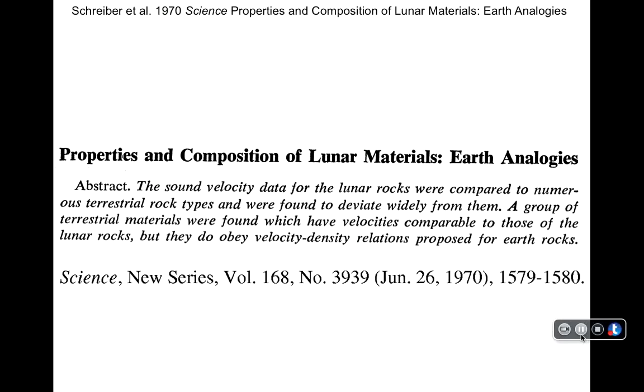The sound velocity data for the lunar rocks were compared to numerous terrestrial rock types and were found to deviate widely from them. A group of terrestrial materials were found which have velocities comparable to those of the lunar rocks, but they do obey velocity-density relations proposed for Earth rocks. Okay, so we have a problem. The seismic data for lunar rocks, or the sound velocity data for lunar rocks, are quite different to Earth rocks. They found some other Earth materials which have seismic velocities comparable to those of lunar rocks and obeyed velocity-density relations proposed for Earth rocks. So this is quite promising.